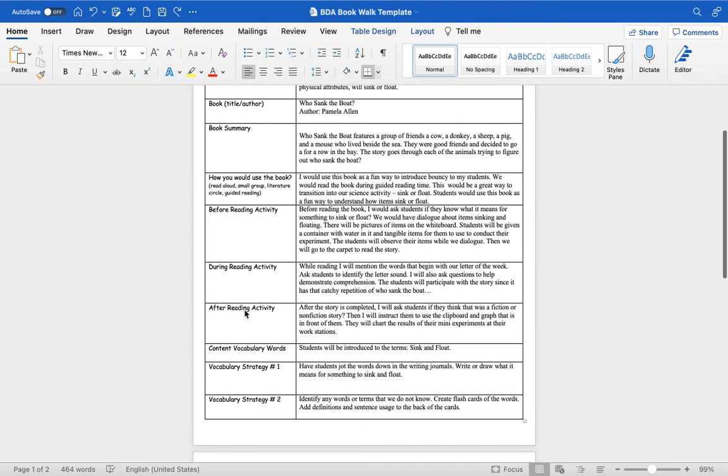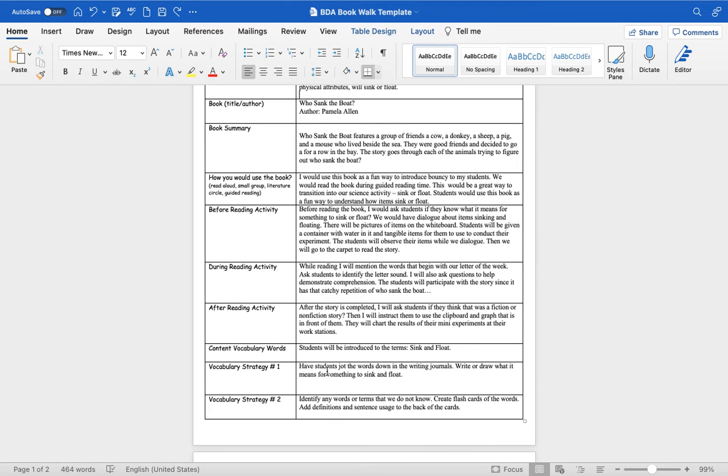Then for here, after the reading activity, I will go through after the story is completed. I ask students if they think it was a fiction or a nonfiction story. We'll use our clipboard and the graph paper that we have on the table with their little items that I have set up for them, and they'll conduct their own experiments. And this will be our introduction into our sink and float unit.